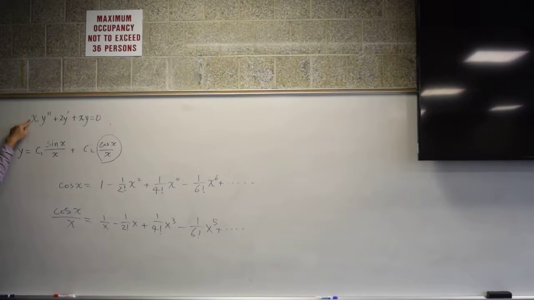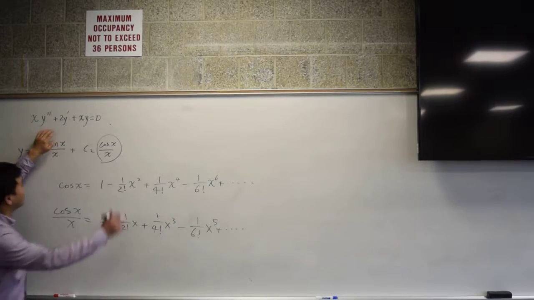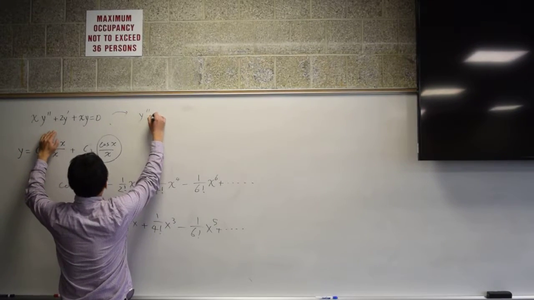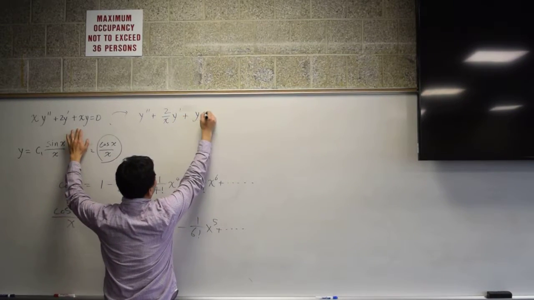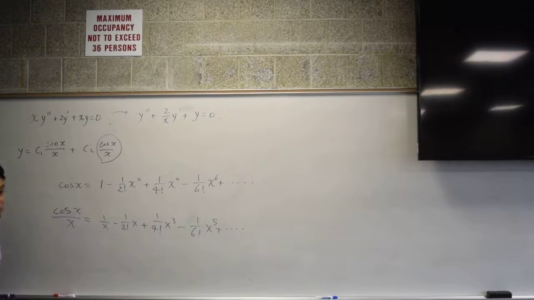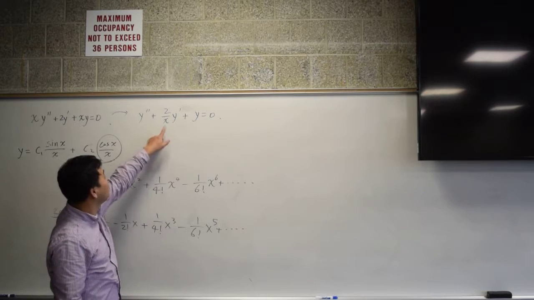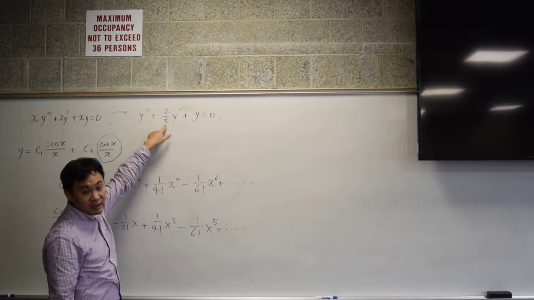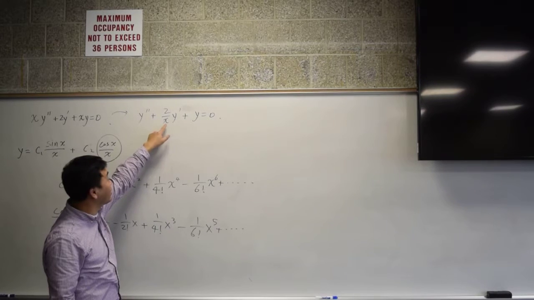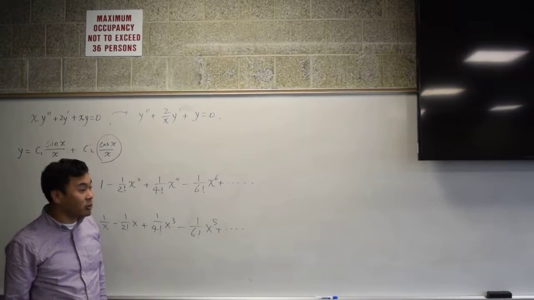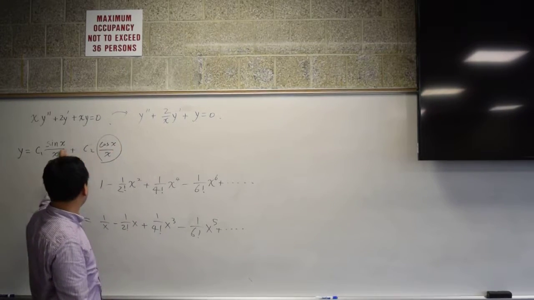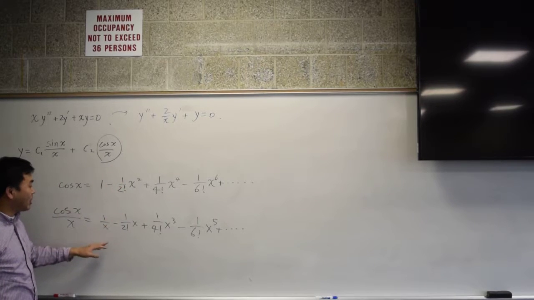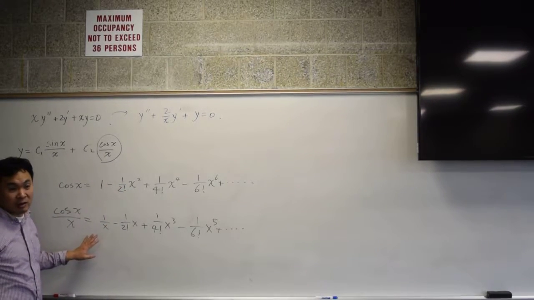Now, we already know that x equal to 0 is not an ordinary point. How do you know that? If you divide by x, what do you get? You get y double prime plus 2 over x y prime plus y equal to 0. And what goes wrong at x equal to 0? 2 over x is undefined, right? When x is 0, 2 over x is undefined. So x equal to 0 is a singular point of this differential equation. And that's why you can't express all the solutions as power series around x equal to 0. Okay?